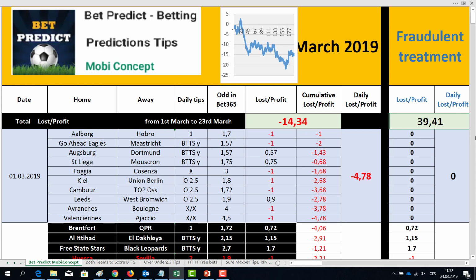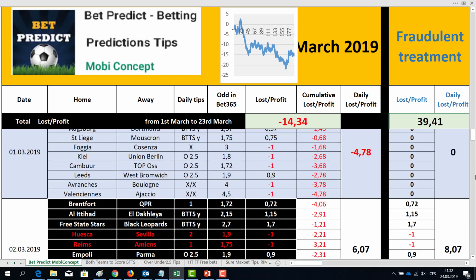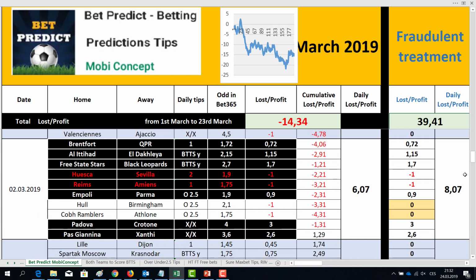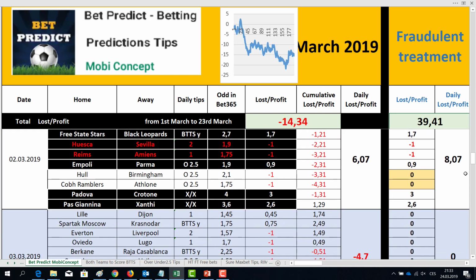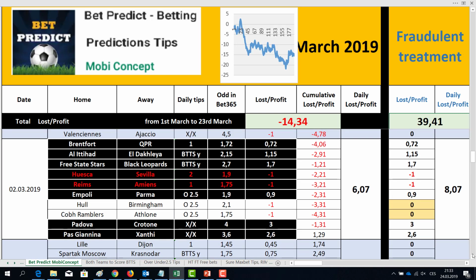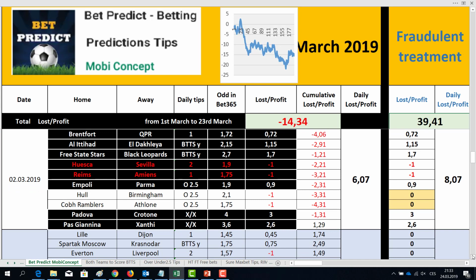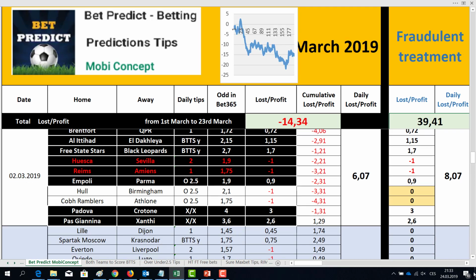So let's take a closer look at the recommended betting tips in this app and what the app has fraudulently put into its history. We have highlighted in black the lines of betting tips that Mobi Concept has included in its history. For example, when we look at March 2nd, we see that in fact Mobi Concept was successful in 6 tips out of a total of 10 tips. However, the app only reported 2 losses from its total of 4 losses in its history, therefore the app fraudulently increased its daily profit from 6.07 to 8.07.